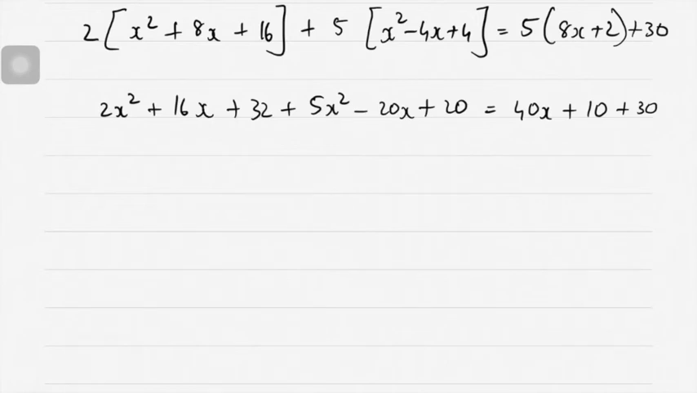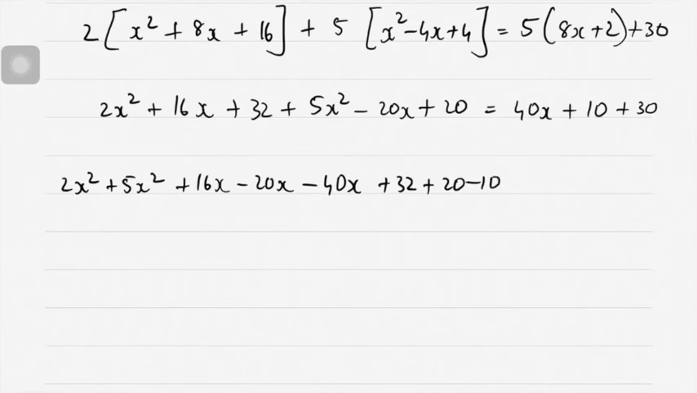Okay, now we'll group it up. We'll write x square terms together, x term together, and number terms together. Okay, I'll bring everything on one side. So 2x square plus 5x square. Now all the x terms, which is 16x minus 20x, and 40x I'll bring this side, it will become minus 40x. Okay, and number terms, plus 32 plus 20 minus 10 minus 30. Nothing on this side, I'll write 0.